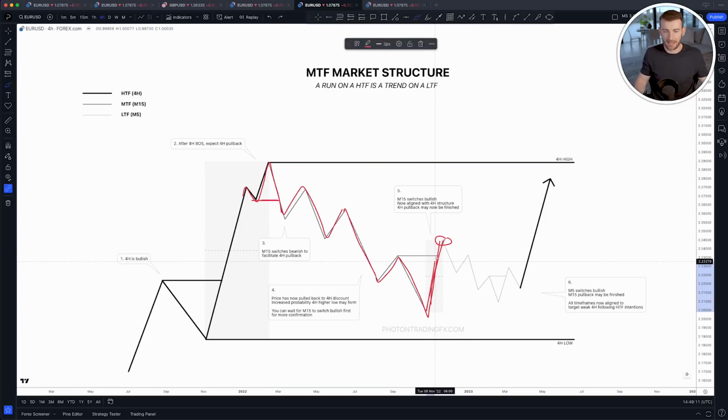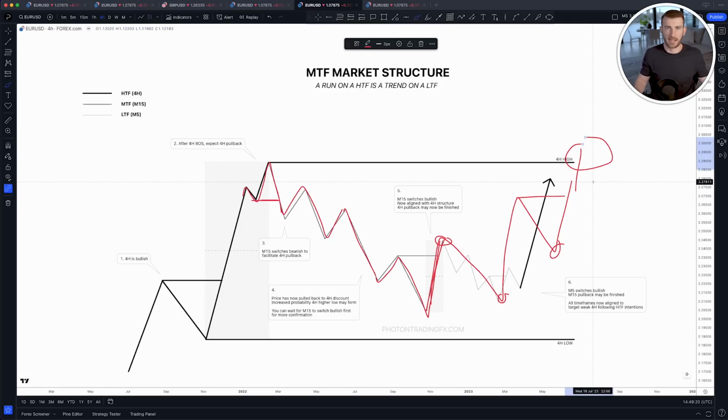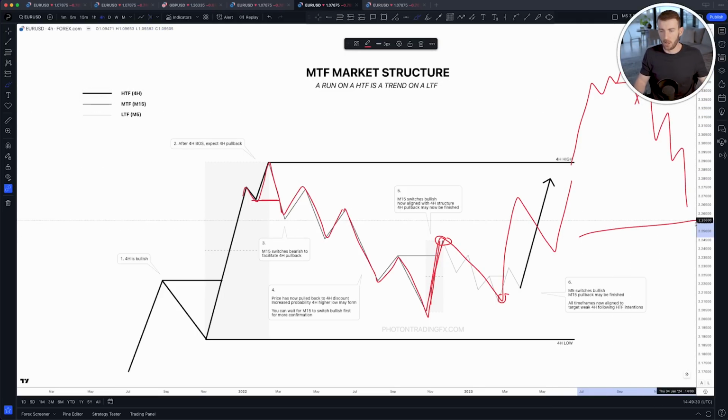Now what I can do is follow these bullish M15 structures, right? Buy from the strong lows, target the weak highs all the way up until we take out that 4-hour high. And then we just repeat the exact same process. We get another 4-hour BOS, wait for the M15 to shift bearish, the 4-hour swing pullback kicks in, follow the bearish M15 trend until we come into the 4-hour low, wait for it to shift bullish, next run. And we just keep repeating that cycle, okay?